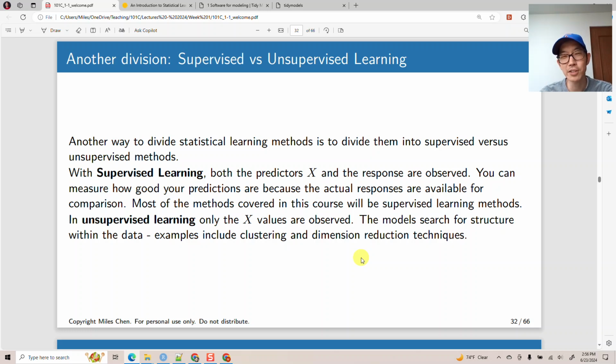So things like clustering and dimension reduction techniques, where you don't have the answers. It's not as easy to know if you're doing better or worse in your performance. So that's unsupervised learning. You don't have the answers, so you can't always compare and see if things are getting better and if you're learning more. But you are still looking for structure in the data.